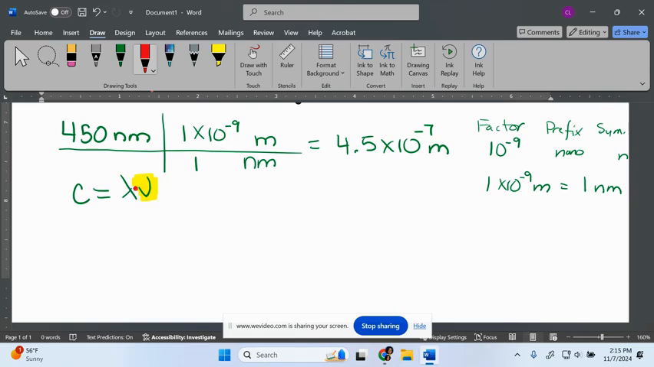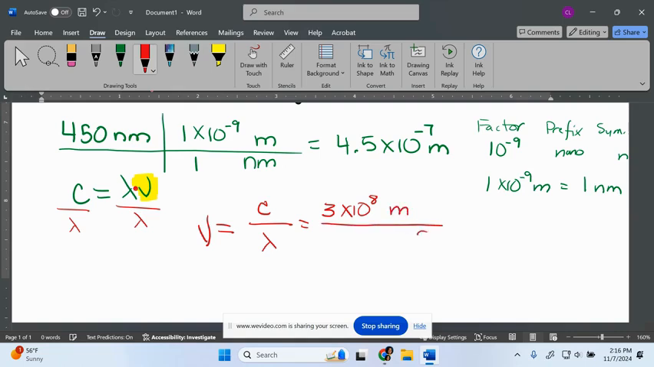I need to isolate this by himself. What do I do? Divide by it. Right, I'm going to divide by wavelength here, and I've got to divide by wavelength over here. That's going to get me my frequency on one side and my speed of light, which is c, over wavelength on the other. The speed of light, c, is on your formula sheet. It is equal to 3 times 10 to the 8th meters per second.